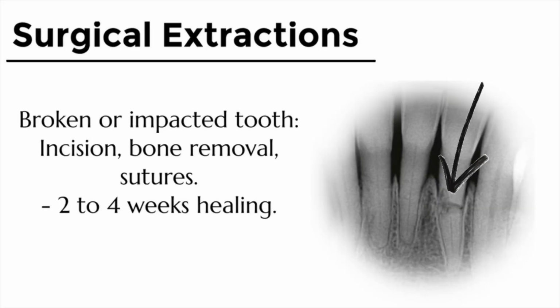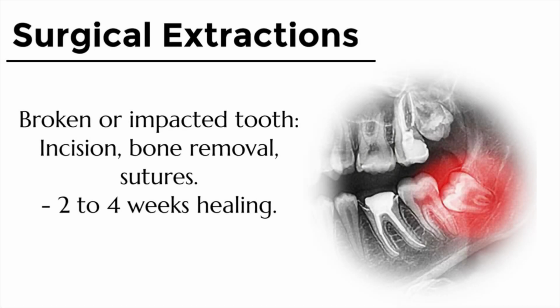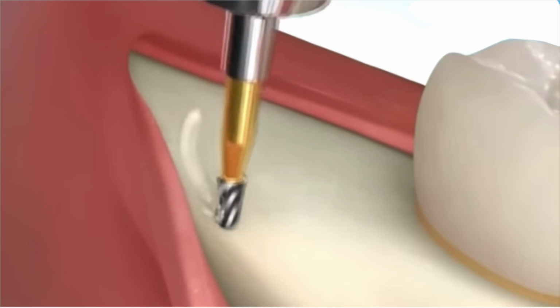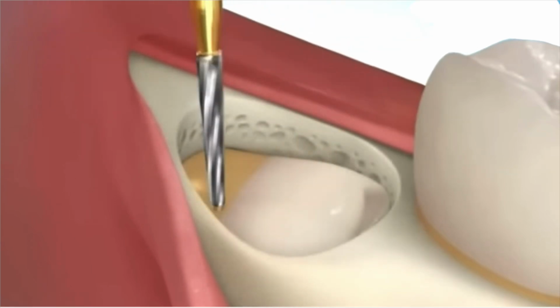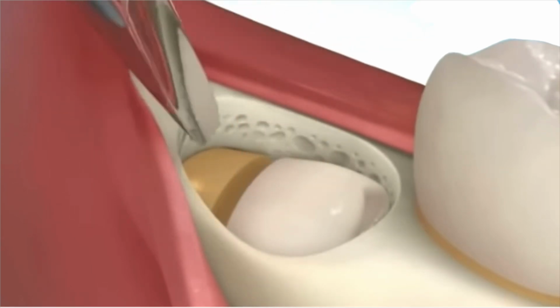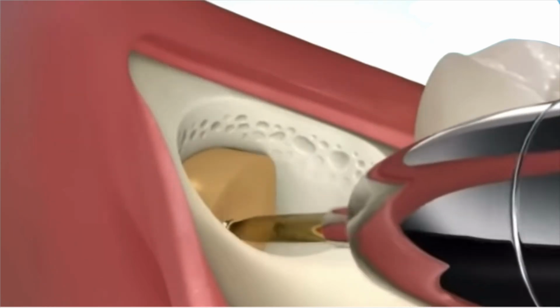With a surgical extraction, it can get a bit more complicated when it comes to fractured or impacted teeth. The healing time for a surgical extraction can be anywhere from 2 to 4 weeks. In some cases, with an impacted tooth, an incision is made and the bone is removed to expose the tooth. The tissues are then sutured up.